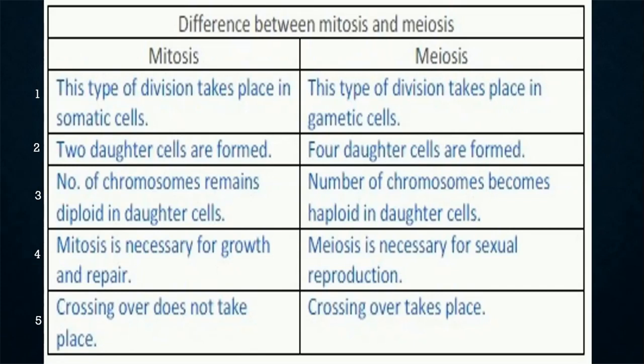Then the last point, that should be our number 8. Yes, under mitosis, the cell divides once, while in meiosis, the cell divides twice. 1, 2, once, twice. So take note of all of these 8 points. I think with these you should be able to answer any question on differences between mitosis and meiosis.